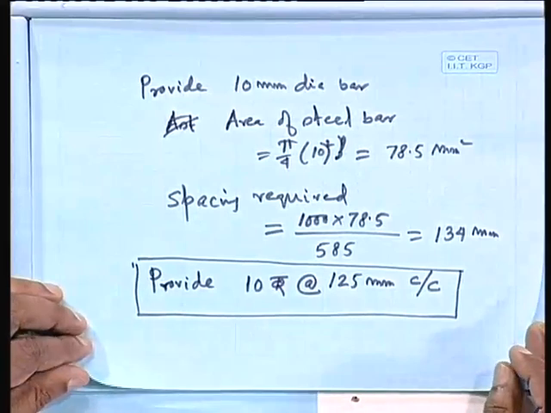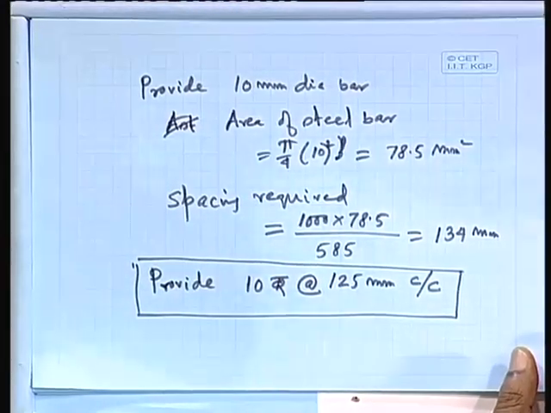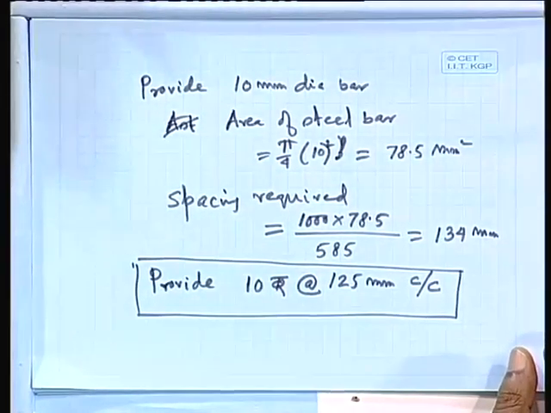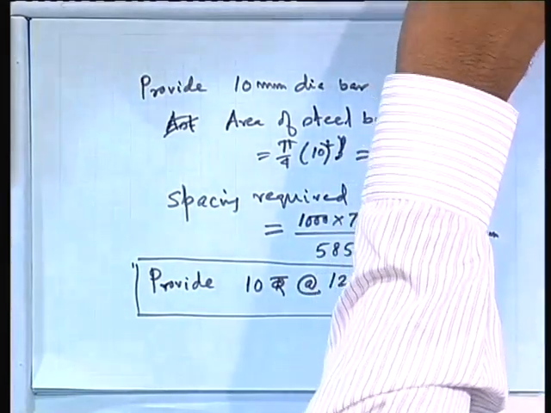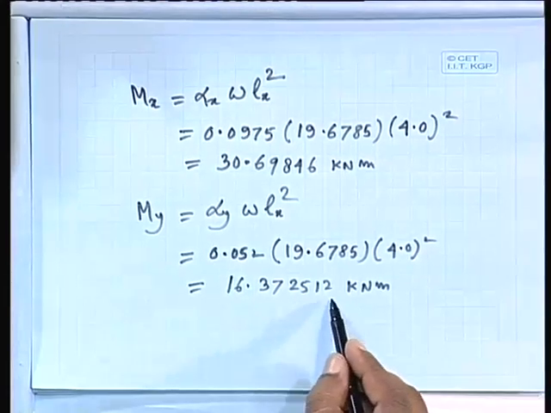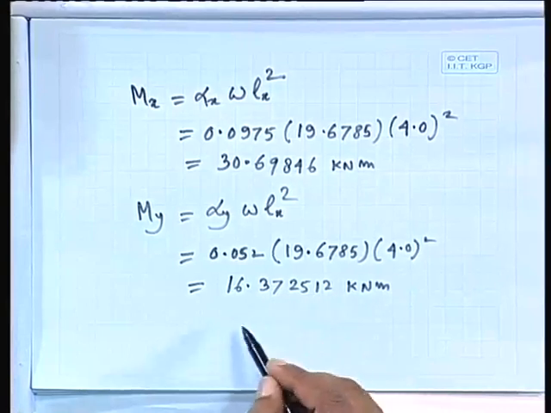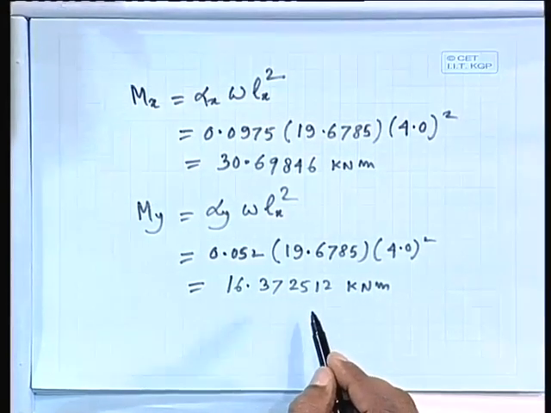What about the longer side? In the longer side, we have a moment in that direction, that is 16.372512. That is the moment in the longer direction. So we have to calculate the area of steel on the basis of this, but your effective depth is different. Effective depth is not the same as the shorter one. So what shall we do here?